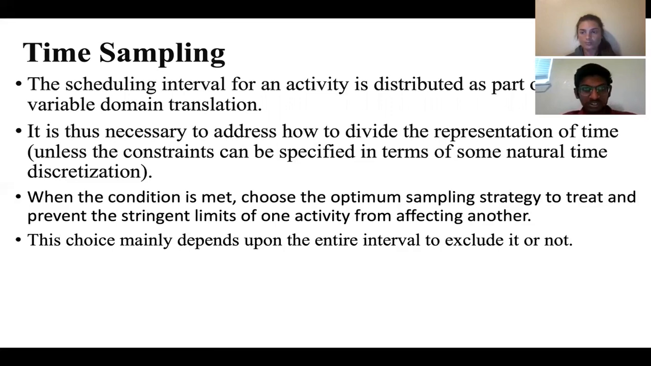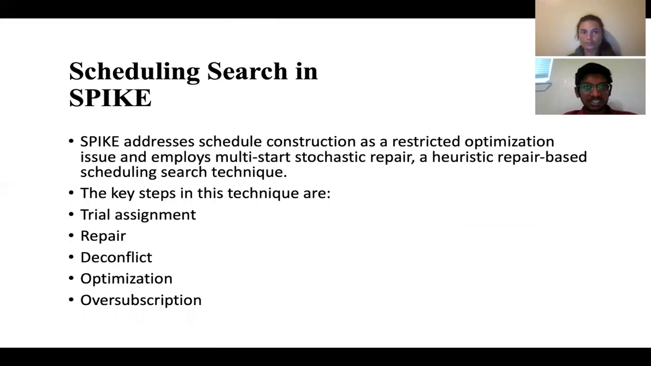So in the next slide, we are going to see about scheduling sets in Spike. As we can see, Spike mainly addresses schedule construction as a restricted optimization issue, and it employs multi-start stochastic repair, a heuristic repair-based scheduling set that we use. The key steps involved in this technique are trial assignment, repair, deconflict, optimization, and oversubscription.